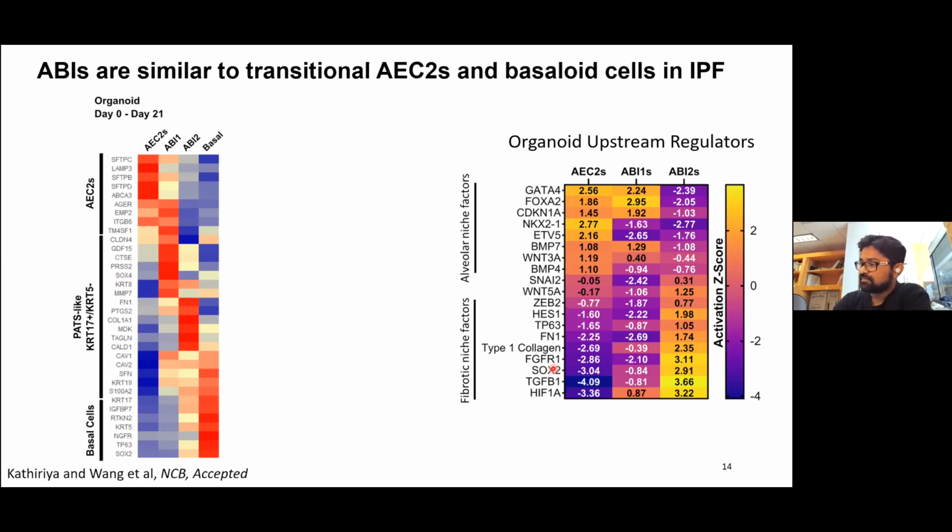However, the fibrotic niche factors such as HAS1, suggesting activation of Notch signaling, or ECM proteins such as fibronectin, collagen, and TGF-beta, another molecule that we looked at earlier, are highly upregulated in ABI2s, and they're also upregulated in the basal cells eventually. So we're pretty confident that what we're looking at here has pretty high similarities to earlier described transient populations in IPF lungs.